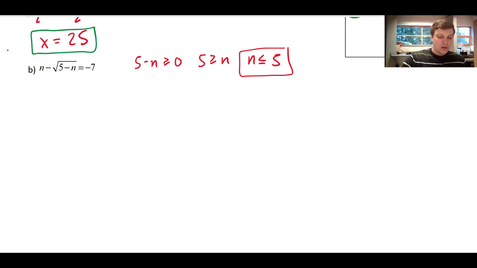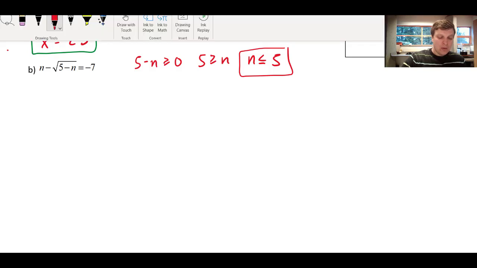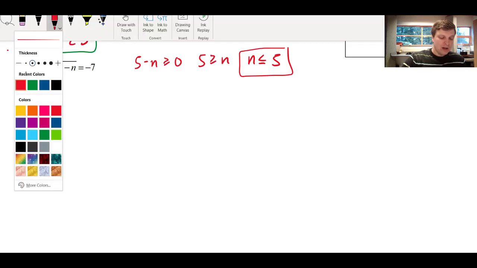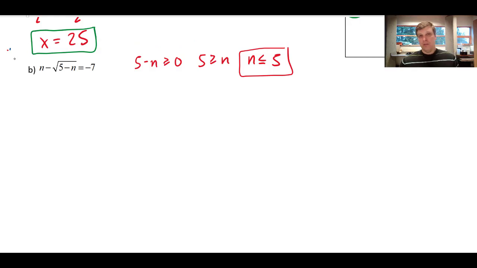So normally what I would do when I'm solving an equation is I would isolate the variable, but that's not going to work in this case. I need to isolate the radical. So even though I've got n here, and then I've got an n inside my radical sign, I'm actually going to move that whole radical sign over to the other side of the equation because I need it on its own. So I'm going to add the square root of 5 minus n to both sides of my equation.